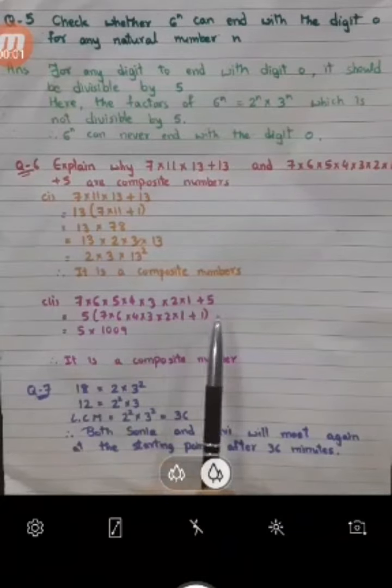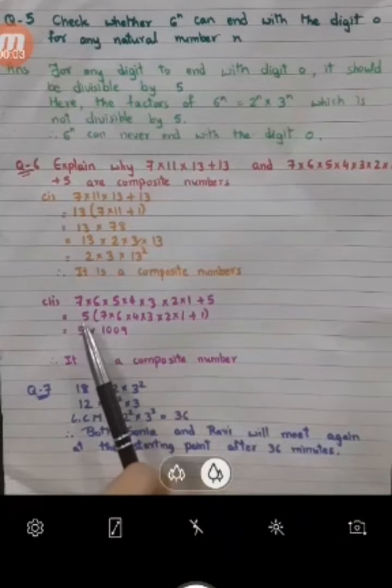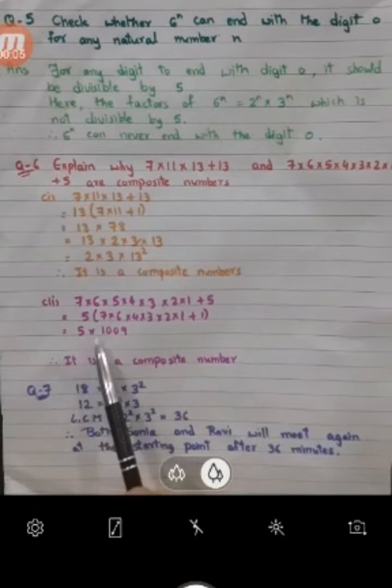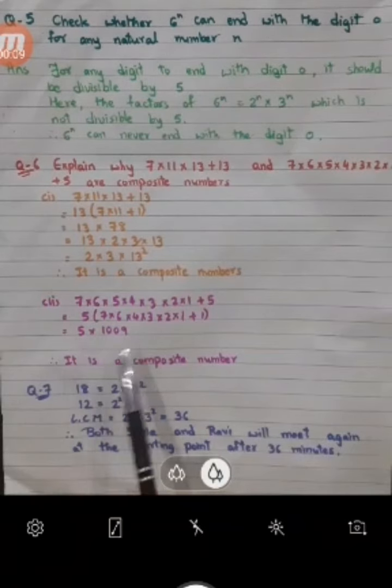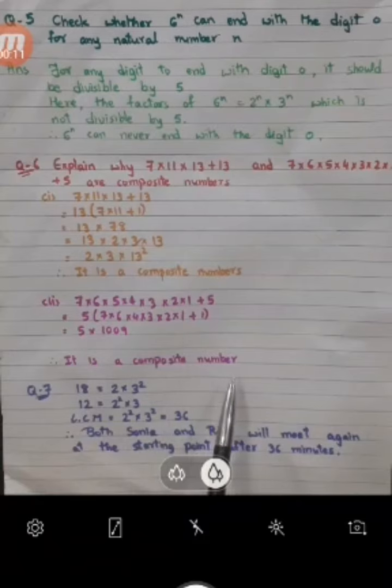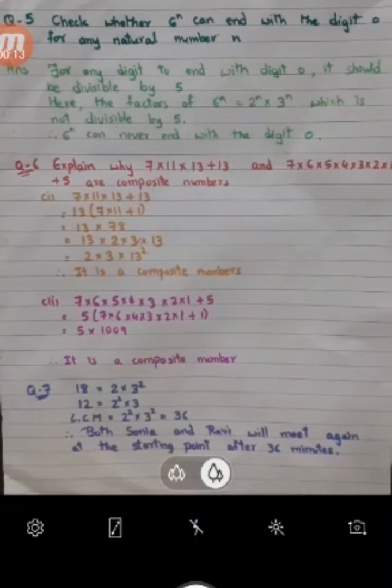In the same way, here 5 is common. Taking 5 as common, we will get 5 multiplied by 1009. Here children, you can see 2 factors are there, therefore it is a composite number. Turning to question number 7.